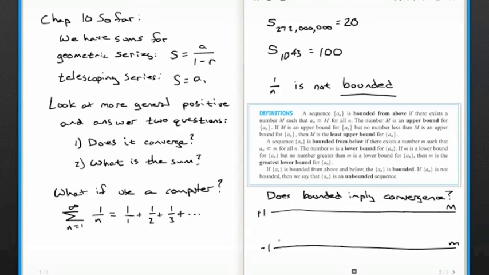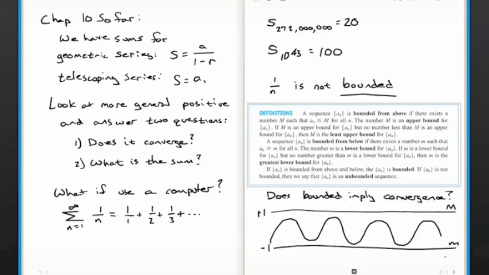Well, what if my sequence goes like this? Or my series goes like this? Like, for instance, a sine wave or a cosine wave. Well, it's bounded, right? It's definitely bounded. It's bounded from above by big M, and it's bounded from below. But this will never converge on anything, because I just keep adding some positives, some negatives, some positives, some negatives. So it never really gets close, so this does not converge.